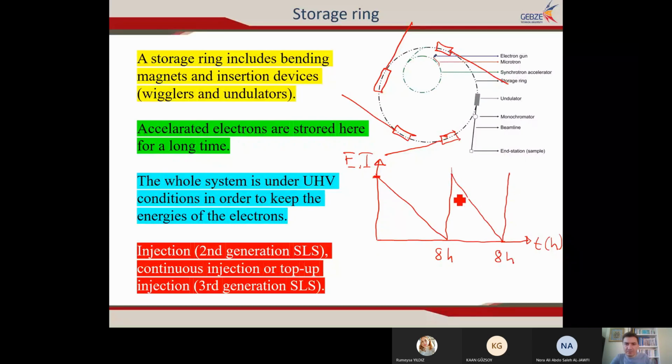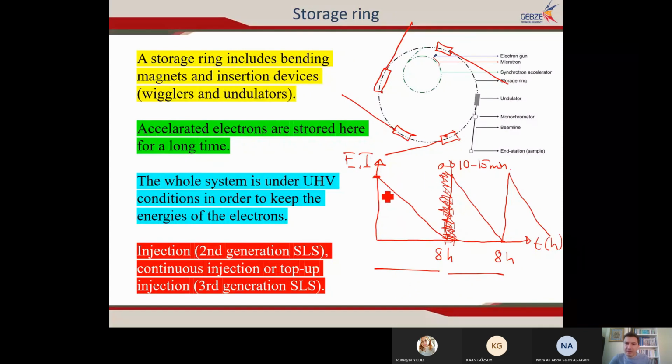This injection takes more or less 10-15 minutes, as much as I remember from BESSY II in Berlin. During this injection time, you cannot carry out experiments, okay? You have to stop your experiment because there will be no X-ray, and you wait until the injection is ready. So the main disadvantage of this injection is that you have to stop your experiment every 8 hours. You cannot carry out a continuous experiment for 24 hours.